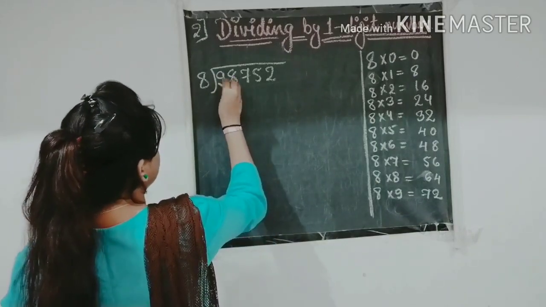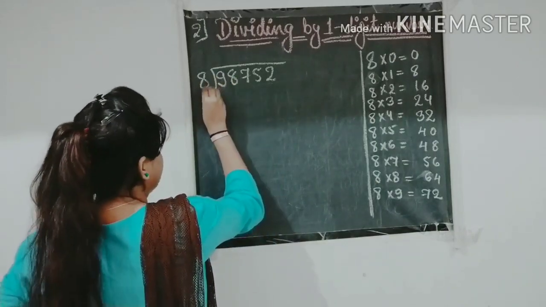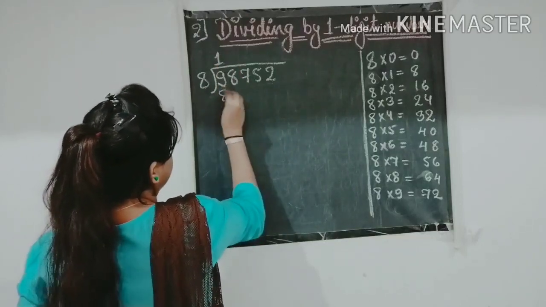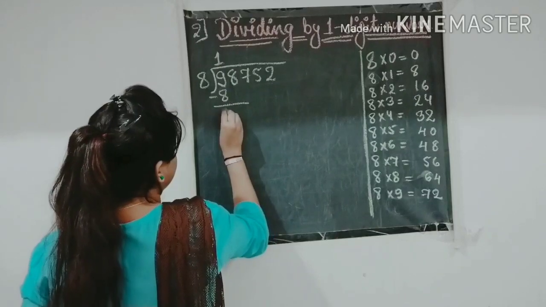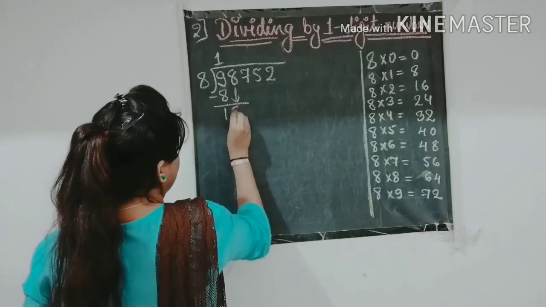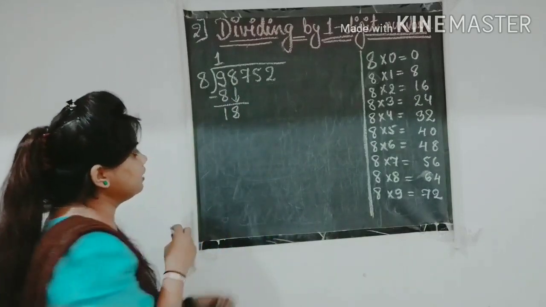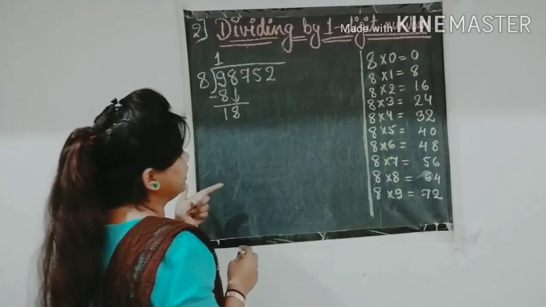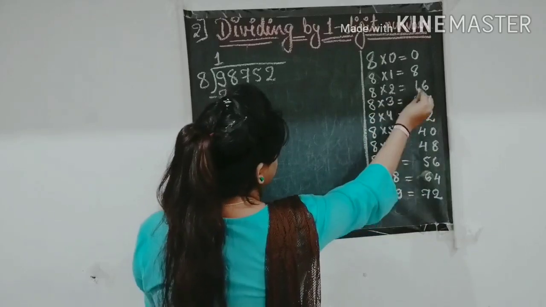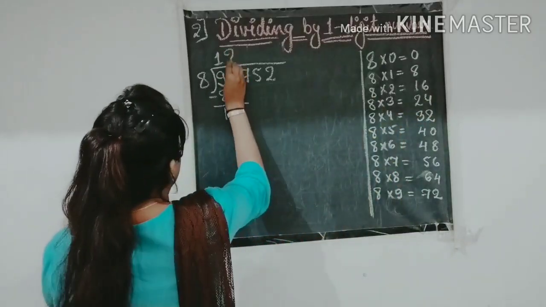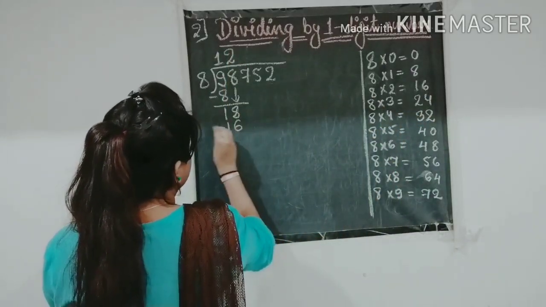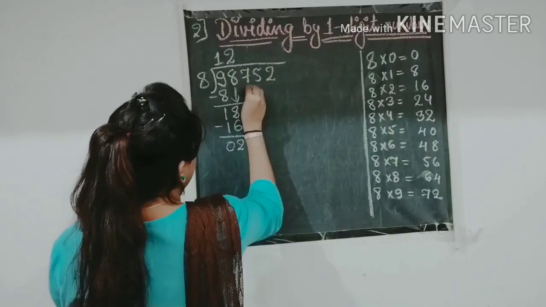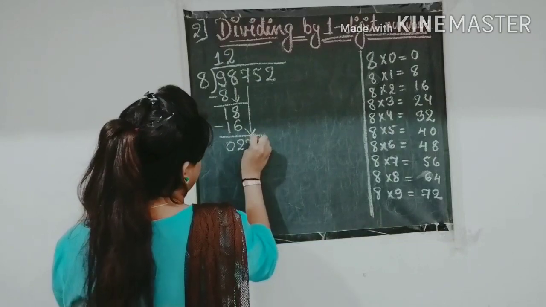Okay, now let's divide. First of all, compare the first digit 9, which is greater than 8, so we can divide it. 8 ones are 8. Minus it, you will get 1. 8 comes down, so the next number we get is 18. Now take the nearest number to 18. We have 8 2's are 16. So write here 2 and here 16. You will get 2 remainder and 7 comes down.